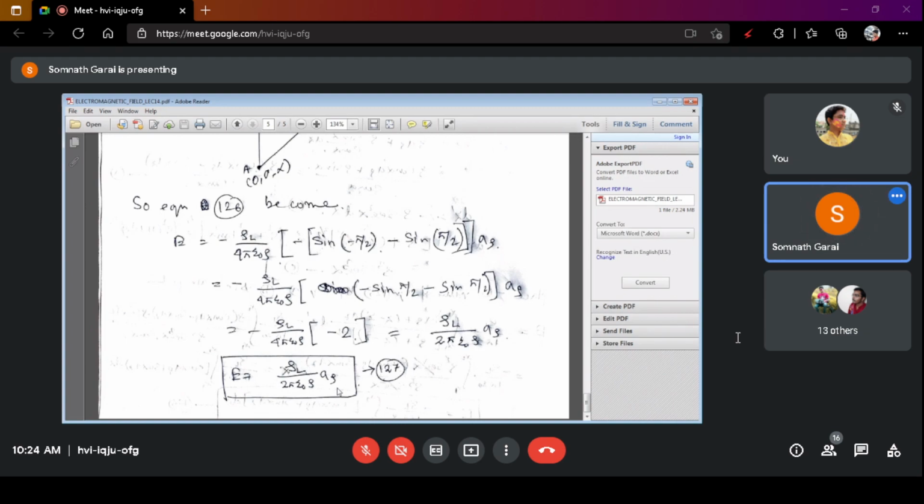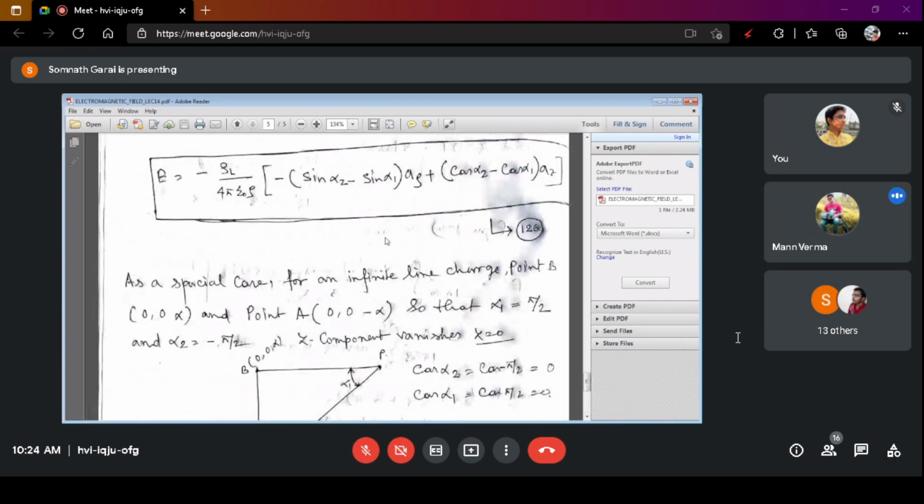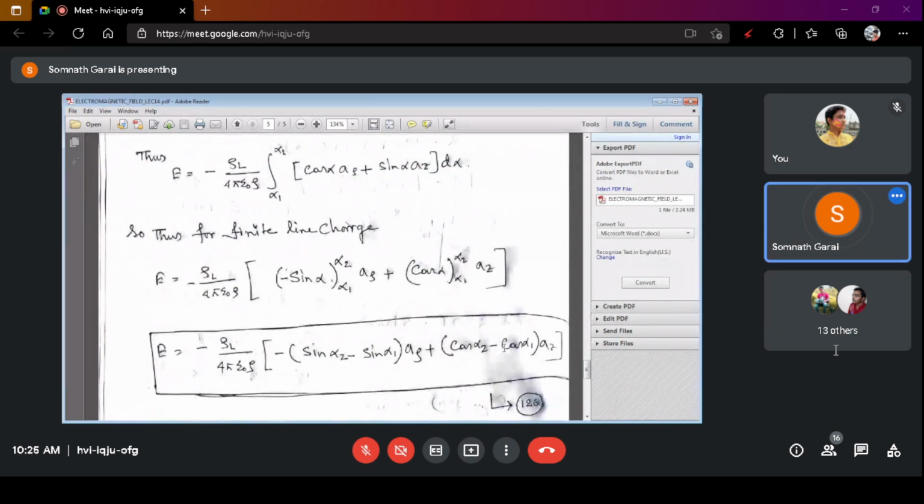Clear? Sir, can you show the previous equation? Which equation? Just above the figure? Yes, sir. This one. I got this after integrating. After integrating cos alpha d alpha, we get sin alpha, and integration of sin alpha is minus cos alpha. Then we put in the upper limit and lower limit, alpha 1 to alpha 2. Then you get this equation. Okay? Okay, sir.